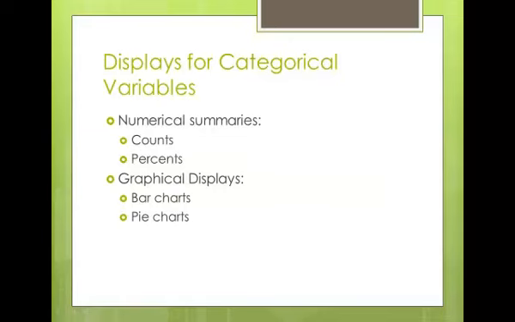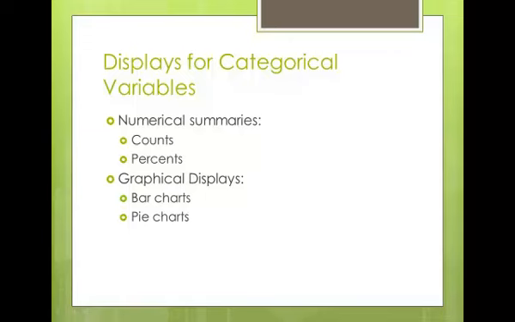Let's start by talking about displays for categorical variables. So we have numerical summaries and graphical displays. We have two types of numerical summaries and two types of graphical displays that are appropriate for this type of data. For the numerical summaries, we have counts and percents.